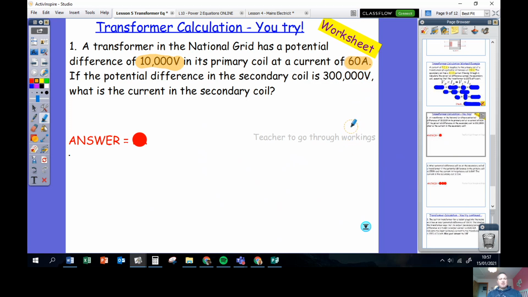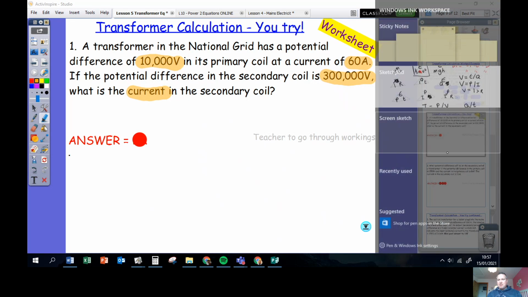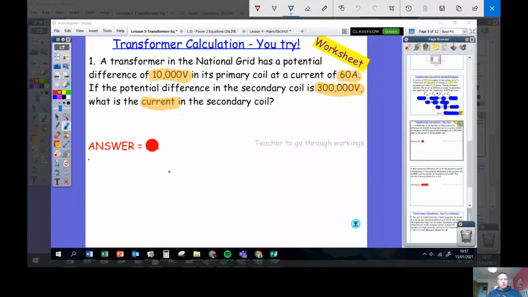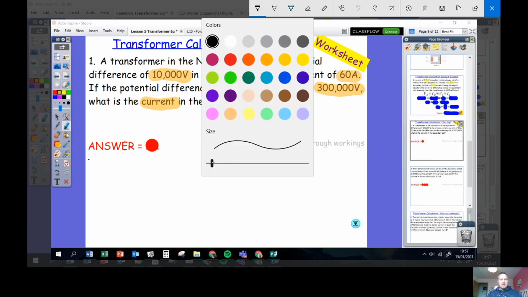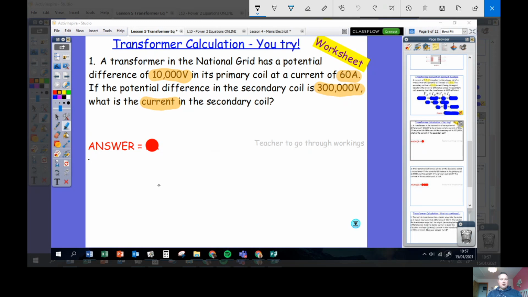If the potential difference in the secondary coil is 300,000 volts, what is the current in the secondary coil? Okay, let me get my sketch pad up. So I know that voltage in the primary, I better just get that into a pen. So let's give myself a nice black, slightly chunkier pen, so you can see my writing. There we go.